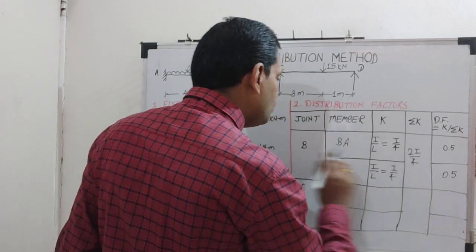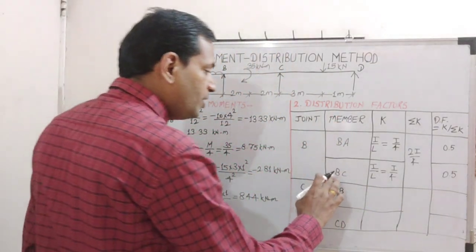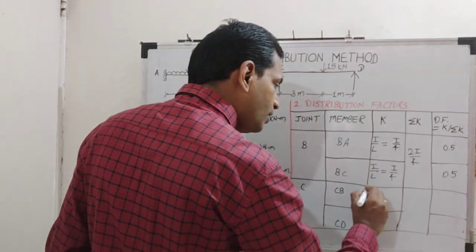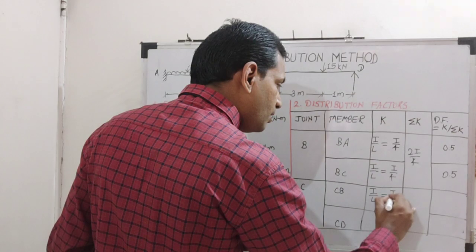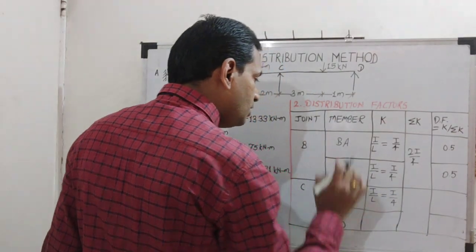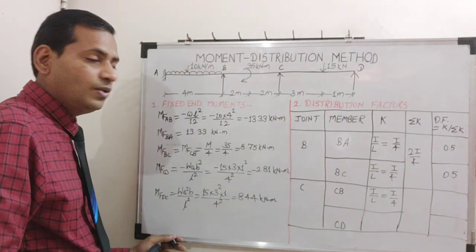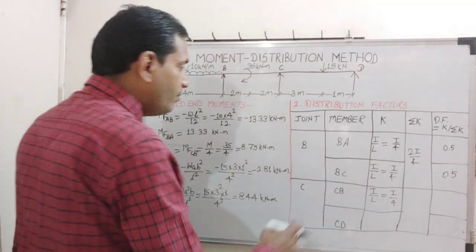Just like joint B, BC and CB will be one and the same. It is not going to change. So you may write as it is for CB, just like BC. Okay, so it is the same member.